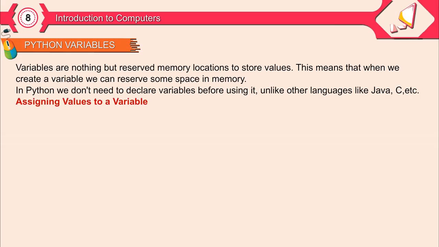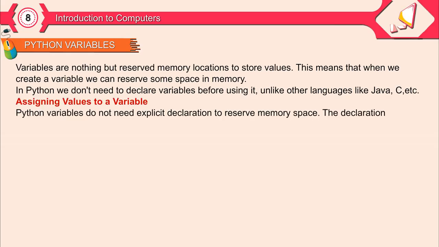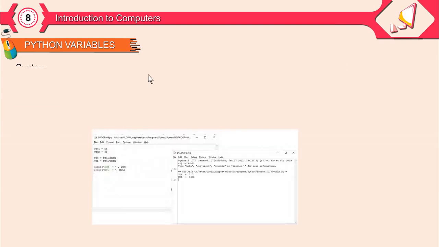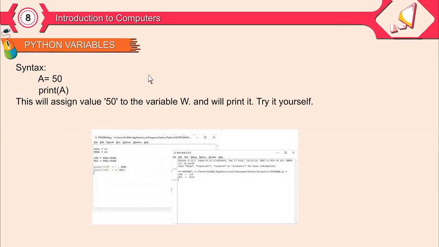Assigning values to a variable. Python variables do not need explicit declaration to reserve memory space. The declaration happens automatically when we assign a value to a variable. The equal sign is used to assign values to variables. Consider the below example. Syntax: A = 50. Print A. This will assign value 50 to the variable A and will print it.